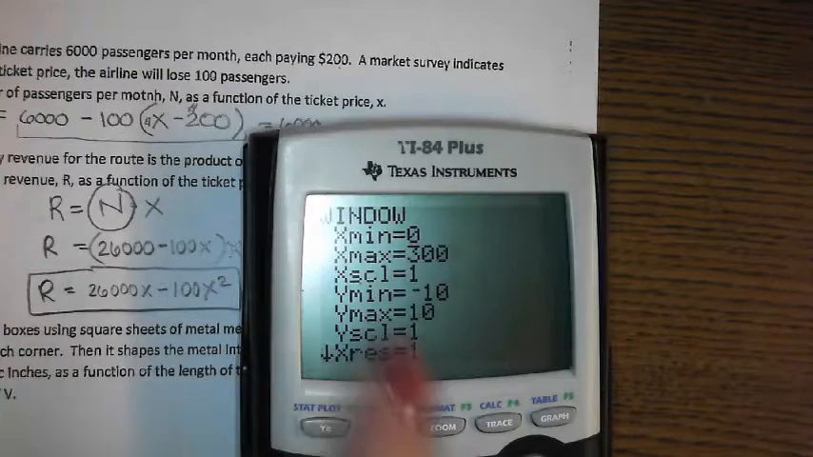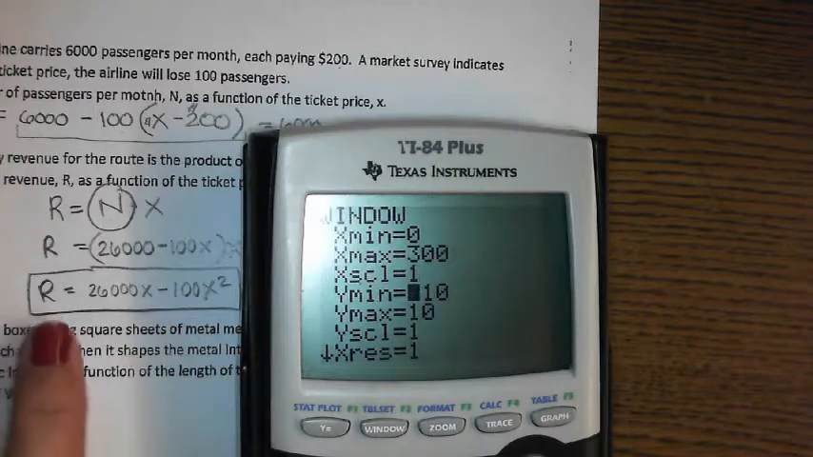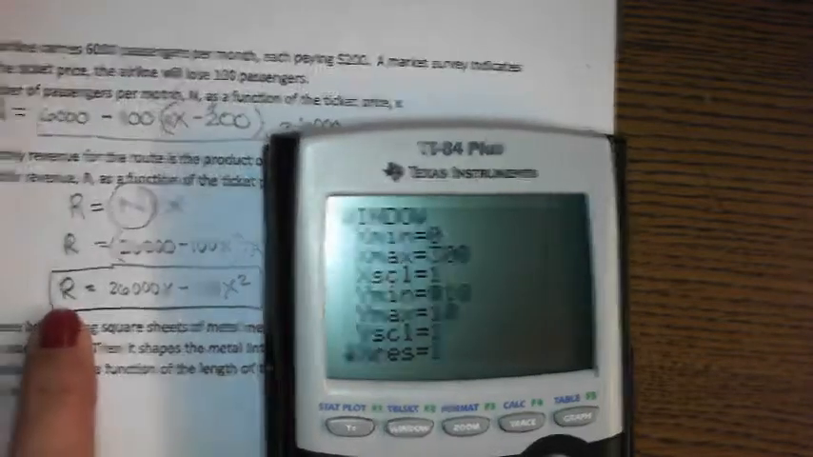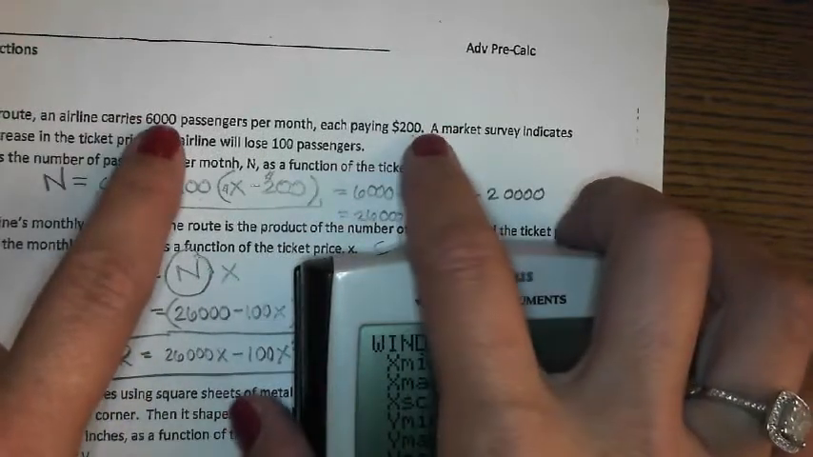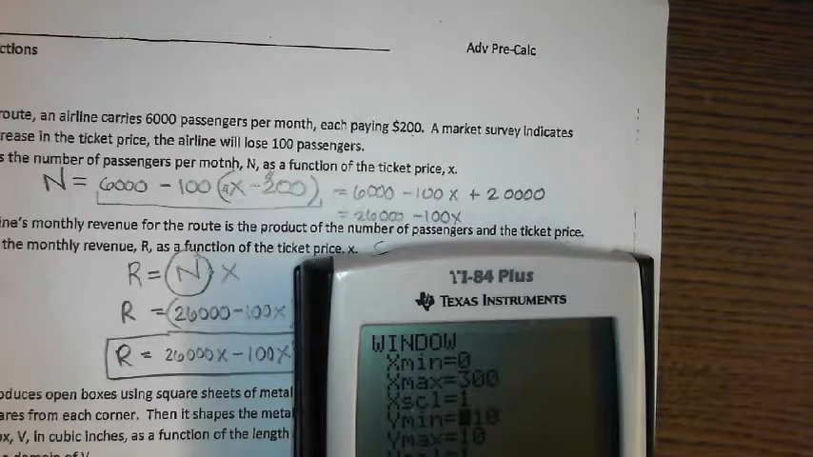And I'm just going to 300 knowing that we're starting at 200, so that gives me a little leeway on the upper side. The Y is our revenue. What is the current revenue if I have 6,000 passengers each paying $200? What's 6,000 times 200? 12 with how many zeros?